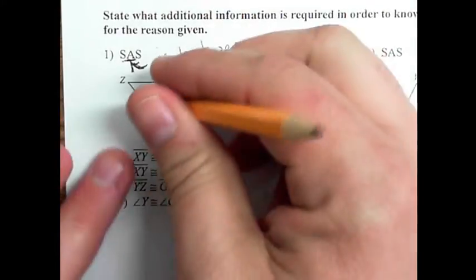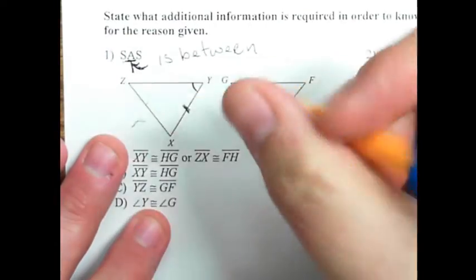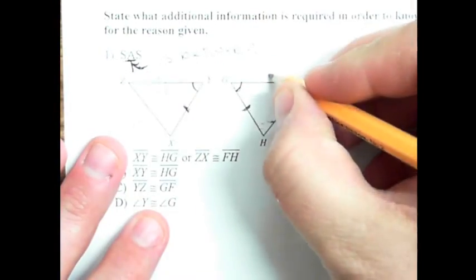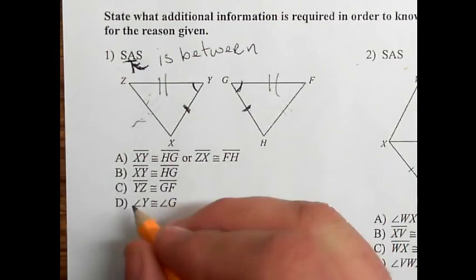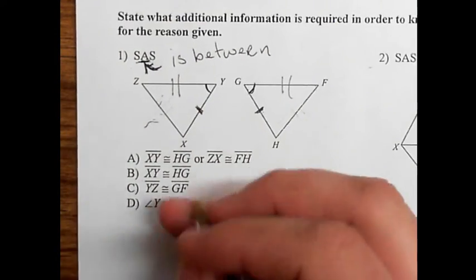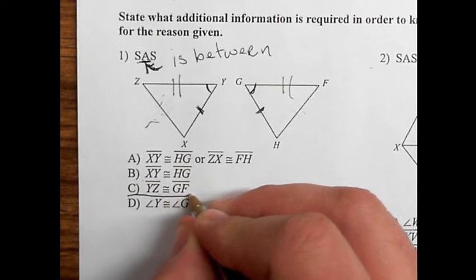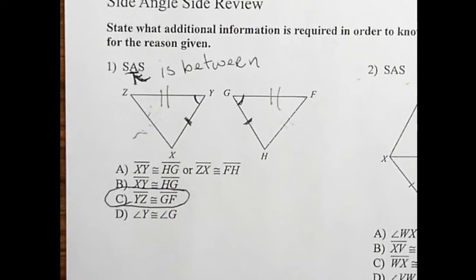I need side angle side. So I can't choose those sides. I have to somehow figure out if these two sides are congruent. So what I really need to know, to prove side angle side, is I need to show that YZ is congruent to GF. Does that make sense? Yep. Okay, good.